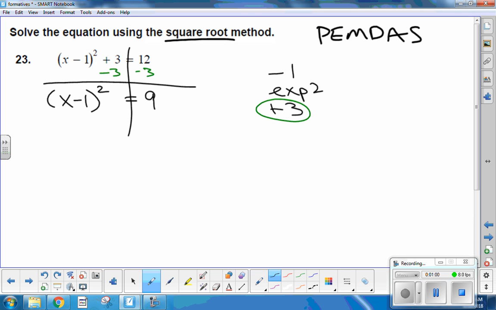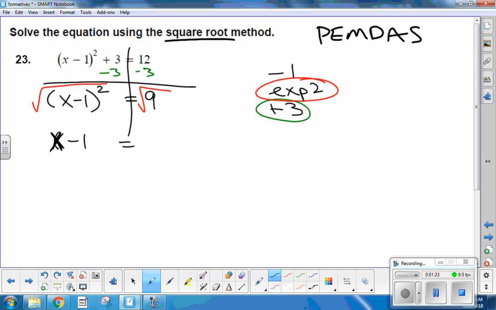And then the next thing that I have to do is get rid of this exponent of 2. We get rid of exponents of 2 by square rooting. The reason I'm doing that next is because it's the second thing in the list. The square root and the exponent of 2 go away. So I'm left with x minus 1.